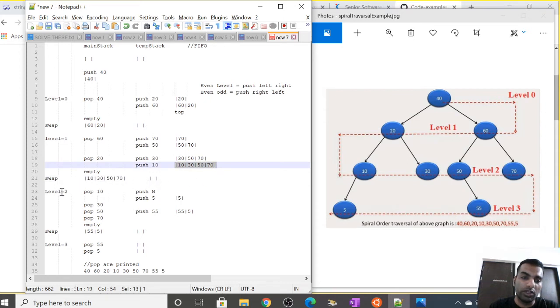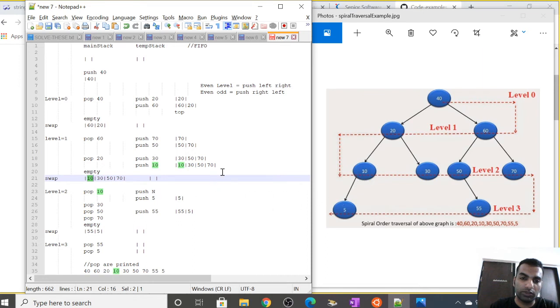So now we are at level 2. On level 2 we are here. On level 2, this is an even level. We will push left and right. So what happens now? We will pop 10, we will push left.